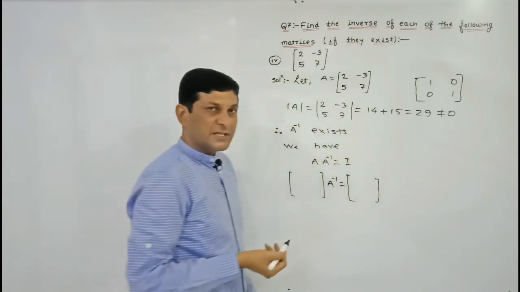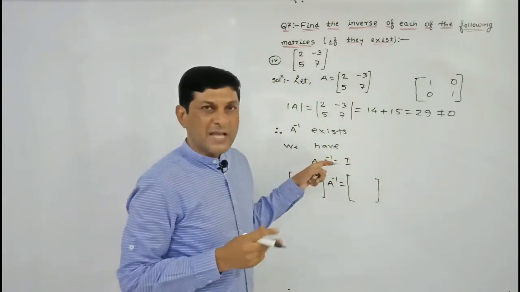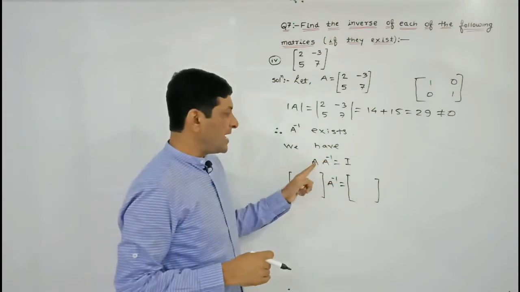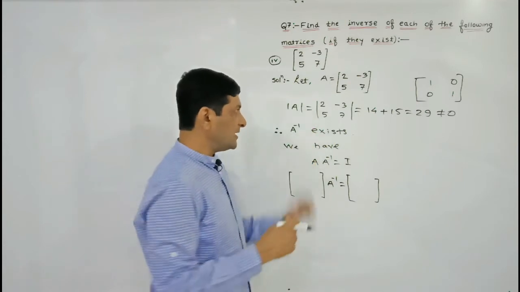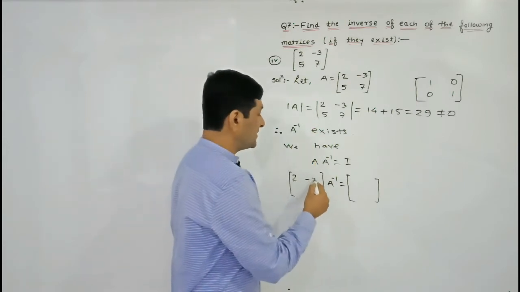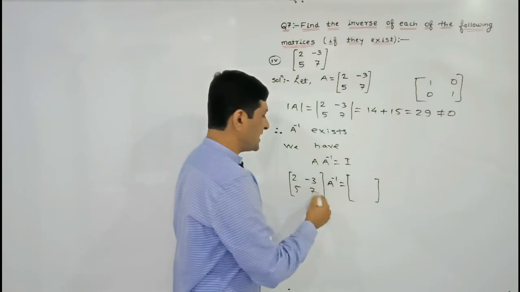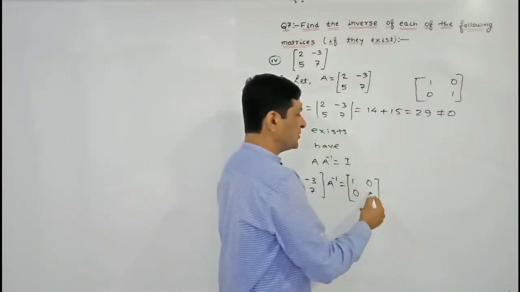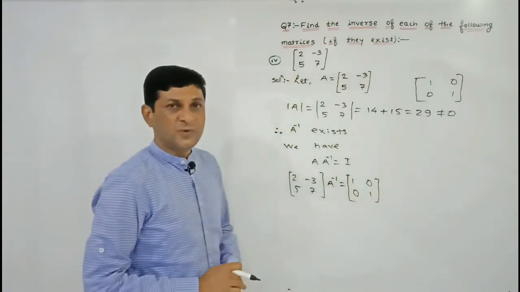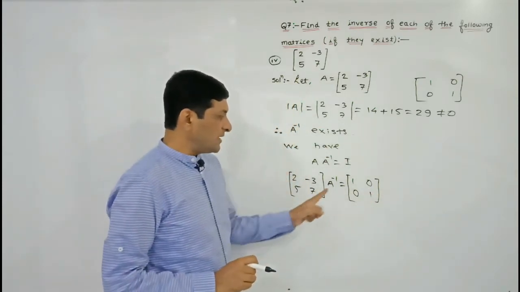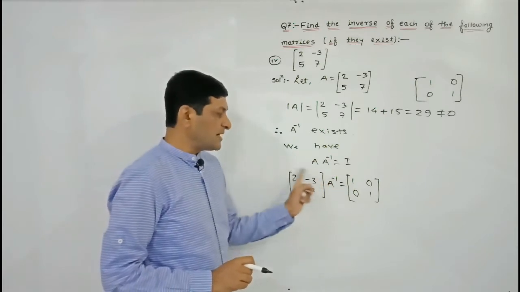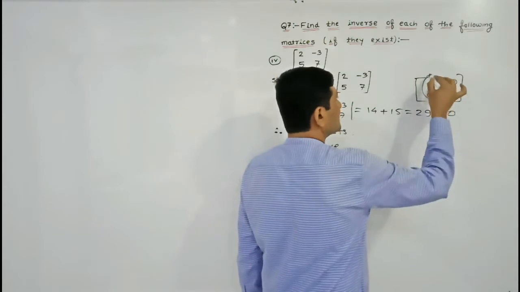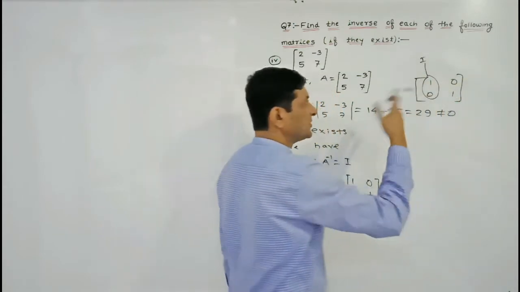So since A inverse exists, to find the inverse by applying row transformation, which condition do we have to use? A into A inverse is equal to I. So substitute the matrix A, which is 2, -3, 5, 7. These are the elements of this matrix, and the elements of the identity matrix are 1, 0, 0, 1. Now to find A inverse, we have to convert this matrix into identity, and whenever we are using row transformation, this is our first step to convert the matrix into what?